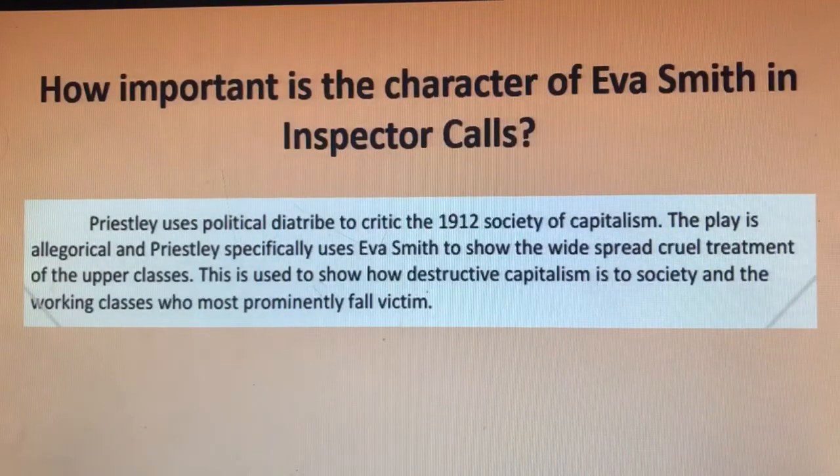We start then with an opening introduction to this question. I immediately mention the writer in my first sentence. "Priestley uses political diatribe to critique the 1912 society of capitalism. The play is allegorical, and Priestley specifically uses Eva Smith to show the widespread cruel treatment of the upper classes. This is used to show how destructive capitalism is to society and how the working classes most predominantly fall victim."